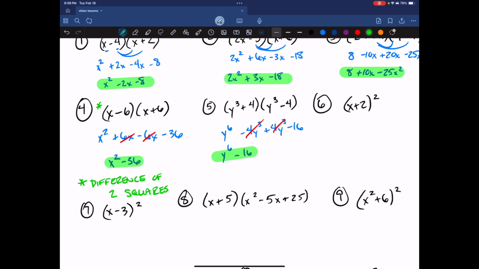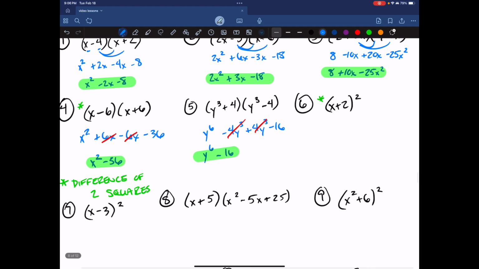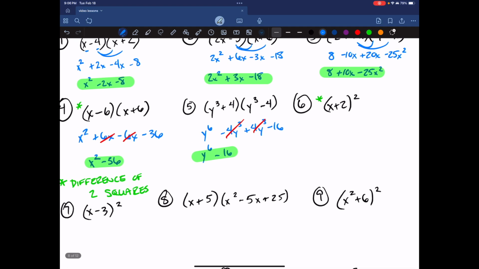Now, 6 is another special case. I want to draw your attention to it because most students, I don't know if they're in a hurry or what, screw this one up a lot of times, and it's kind of like an unforced error. What do I mean by that? Well, for starters, x plus 2 all squared means I have 2 of these. So it might benefit you to go ahead and rewrite it, because now it looks like what we've been doing. Because what students tend to do is they say x squared is x squared, 2 squared is 4, and then they write x squared plus 4, and that's completely wrong.